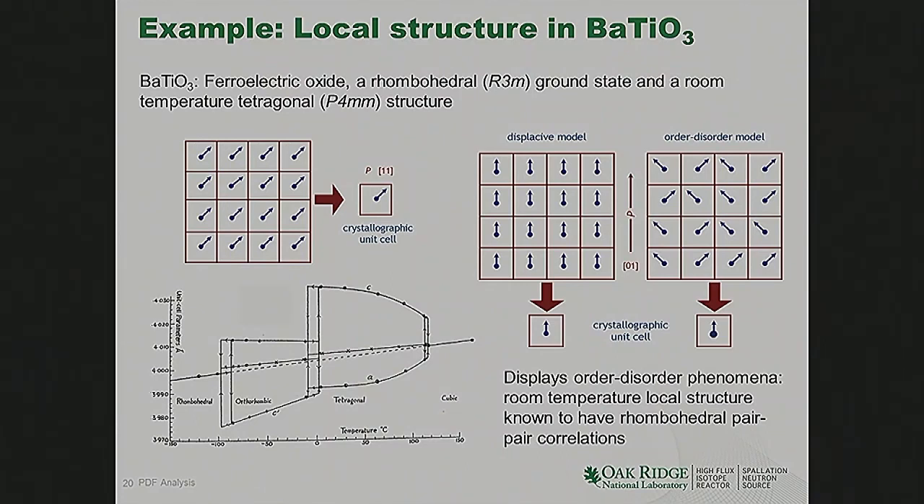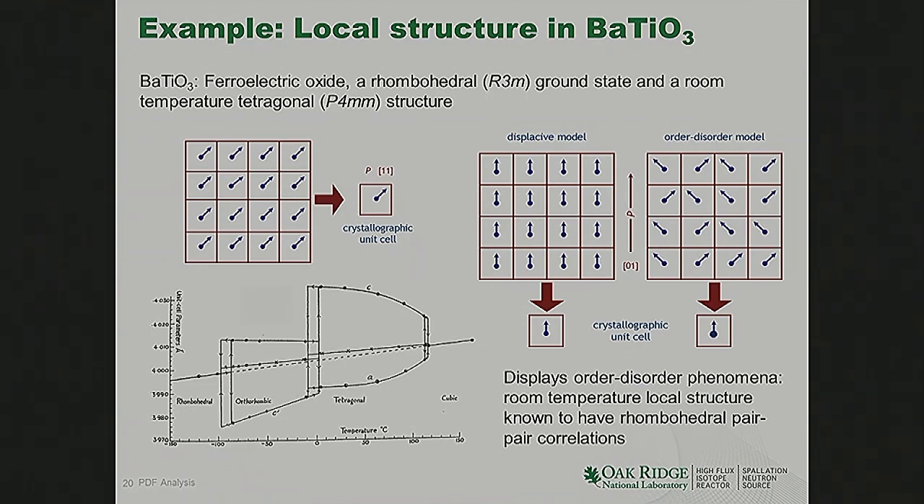Okay, so now I'm going to go through a few examples in a little bit more detail. The first one, I just have 2 slides on this. It's to demonstrate how you can have a different local atomic structure that's consistent with a long-range crystallographic symmetry. Barium titanate is a really nice example of this, the canonical ferroelectric.